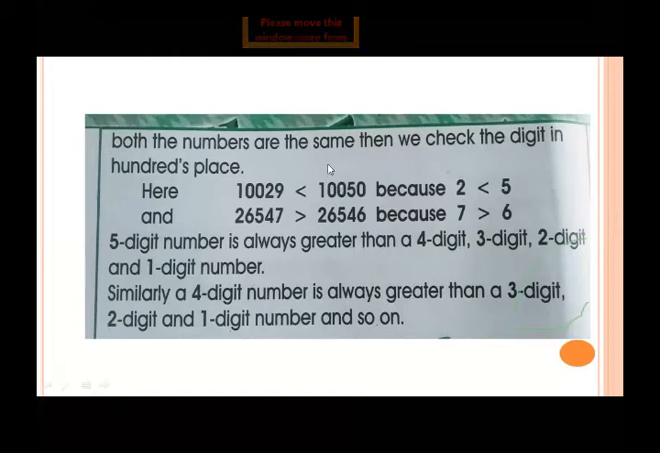Here you see units, tens, 100, 1,000, 10,000. Here the 1,000 and 10,000 of both are the same. Even the hundreds are the same. Here you see 0, 0. Both the hundreds are the same. Then what do we have to check? Then we have to check the number at tens place.